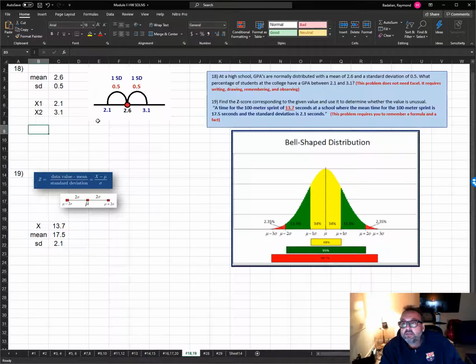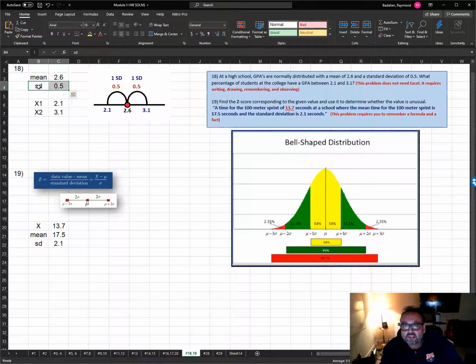Now, number 18, it says that high school GPAs are normally distributed with a mean of 2.6, I wrote it here, and a standard deviation of 0.5. Again, it doesn't matter if it's sample or population here. To be honest with you, the difference between sample and population for standard deviation and variance is really going to come into play when we get to module 6.